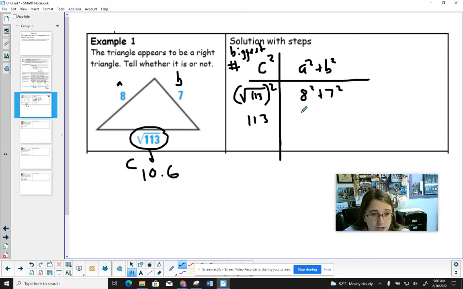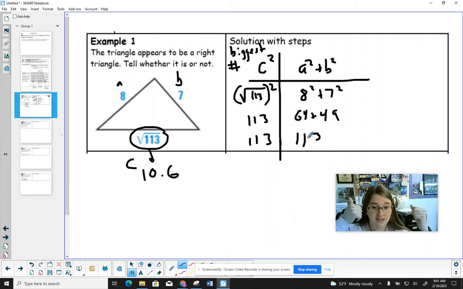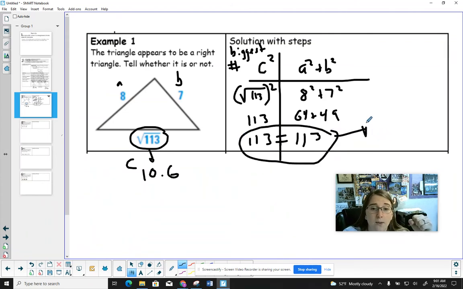8 squared, we should get 64 plus 49. Again, I can already just add those two together right off the bat. We get 113. So are these equal to each other? Is this one less than or greater than? What do we think? Well, they're equal, right? 113 equals 113. So what this tells us is because they are equal, it is a right triangle.